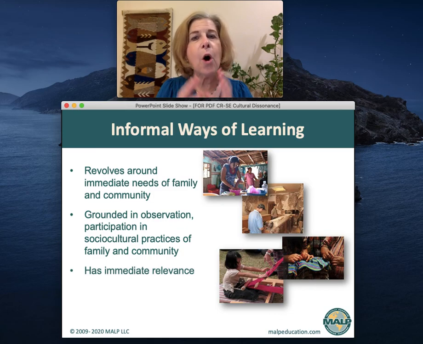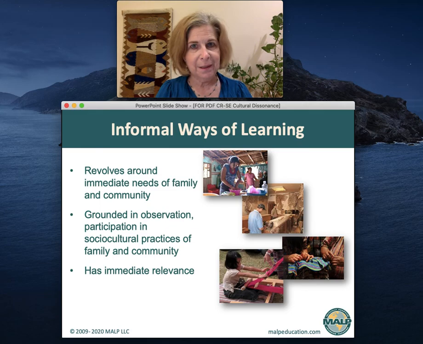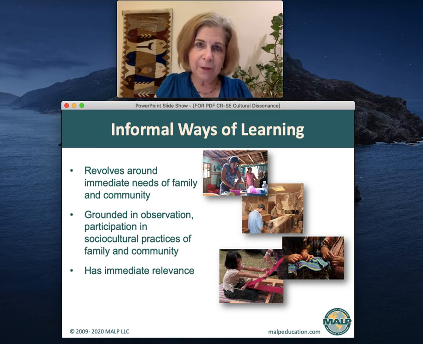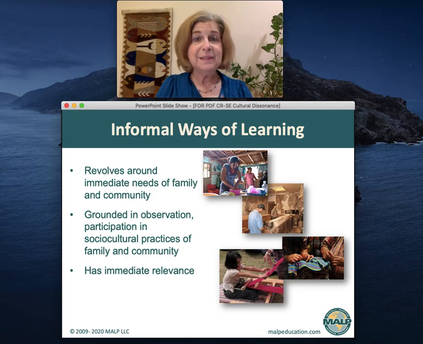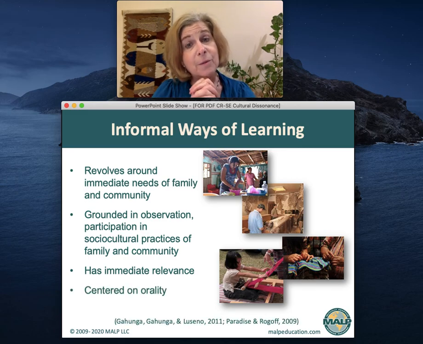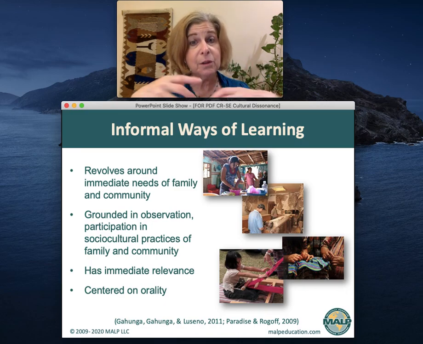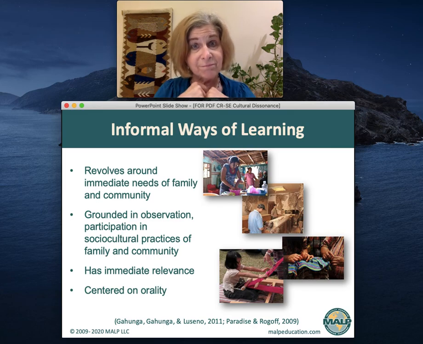It happens when it happens. And it's always relevant. It's immediately relevant. They don't go to school for 4 years to study farming and then go out in the field. They go out. They get feedback. They practice. They try again. They get better. They watch people who are good at it. And it's centered on orality. We're not talking about literacy here. We're talking about interpersonal learning, oral transmission.